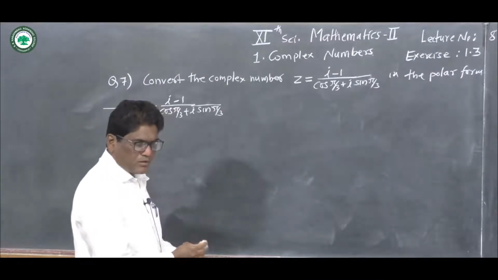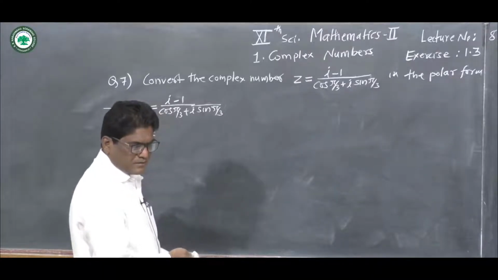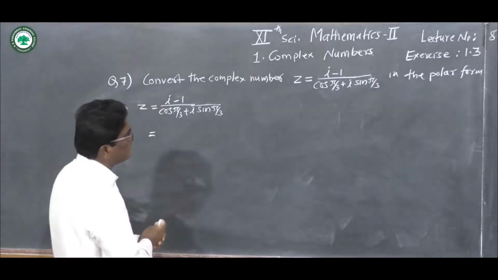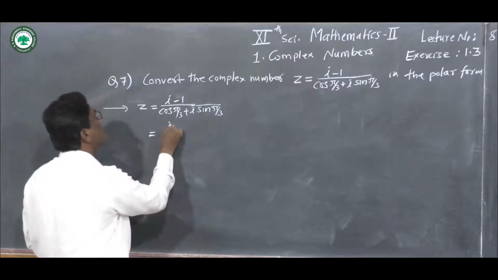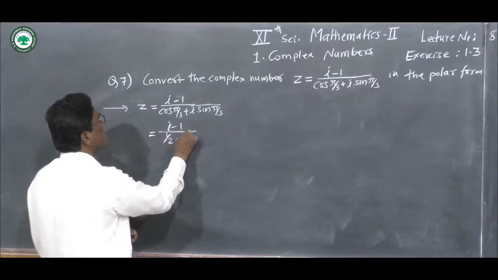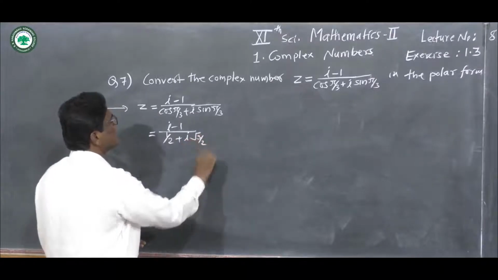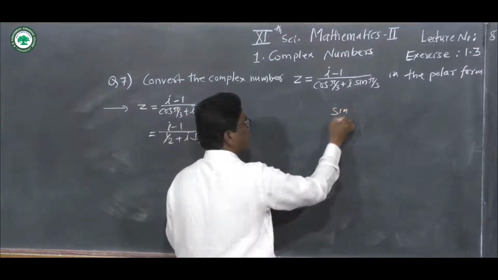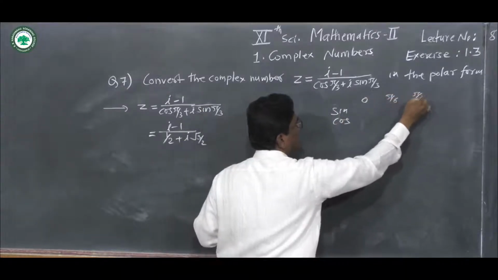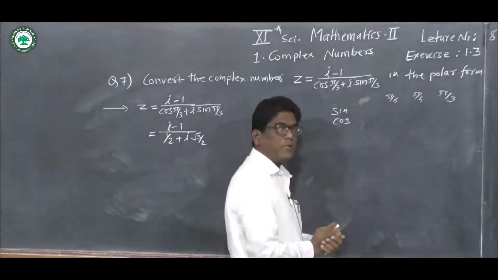What is the value of cos of pi by 3? Cos of pi by 3 is 1/2. We have seen in the table of cos and sin. So i minus 1 over cos of pi by 3, here 1/2, plus i sin of pi by 3, it is root 3 by 2. See the sin and cos table: 0 degree, pi by 6, pi by 4, then pi by 3. Only take 30, 45 and 60 degrees.